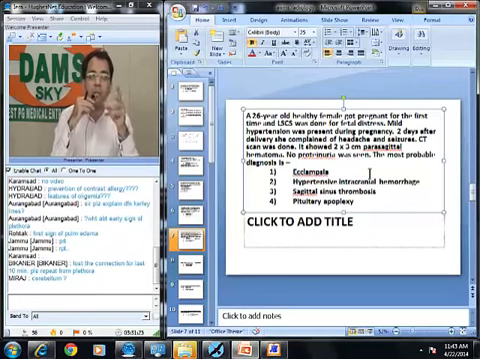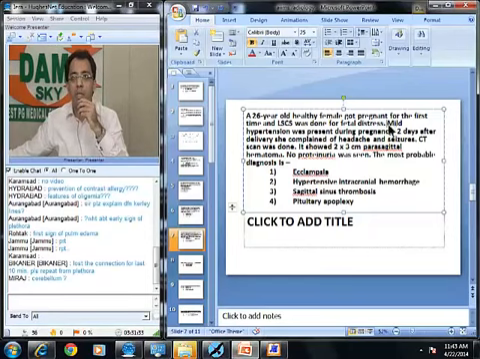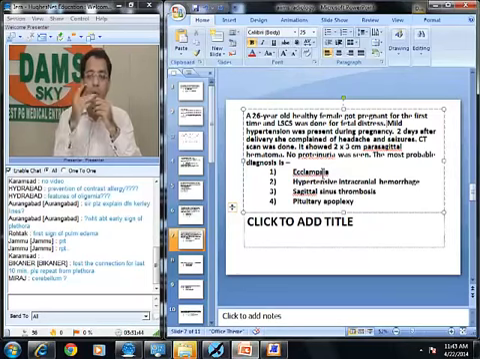A female got pregnant for the first time. LSCS was done for fetal distress. Mild hypertension was present during the pregnancy. Two days after delivery, she complained of headache and seizure. CT scan shows a parasagittal hematoma. No proteinuria was seen. Most probable diagnosis is.